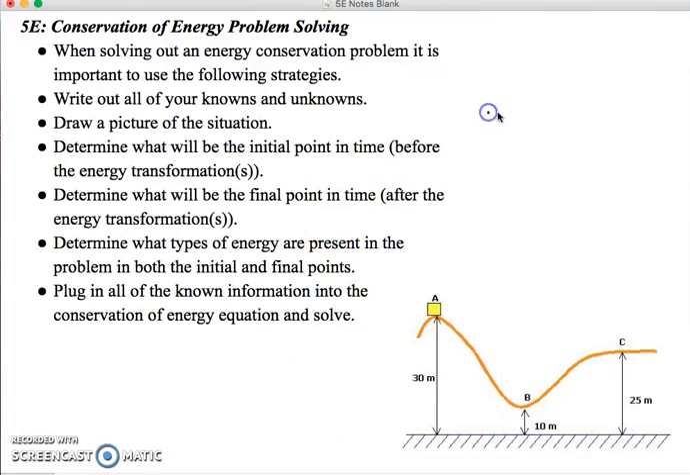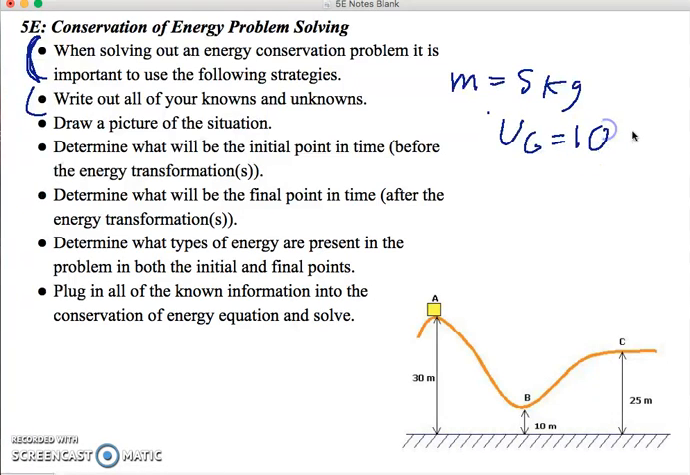Okay, here we go. So again, we have the equation. Now we're going to look at maybe a little bit what it would look like in a problem, and then you're going to see an example worked out. So when you're solving a conservation of energy problem, it's important to use these strategies. The first one would be to write out your knowns and unknowns, like if you know the mass, or if you know the gravitational potential energy. That's all good information to write down before you do anything.